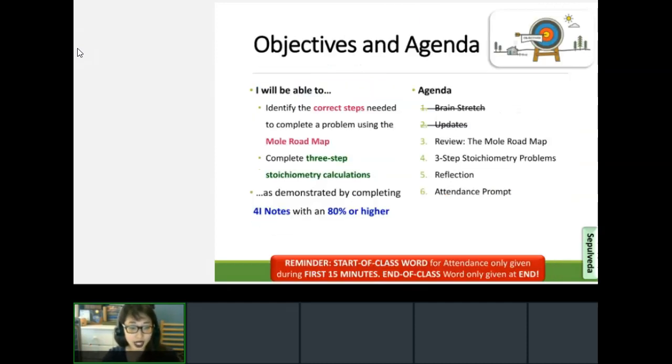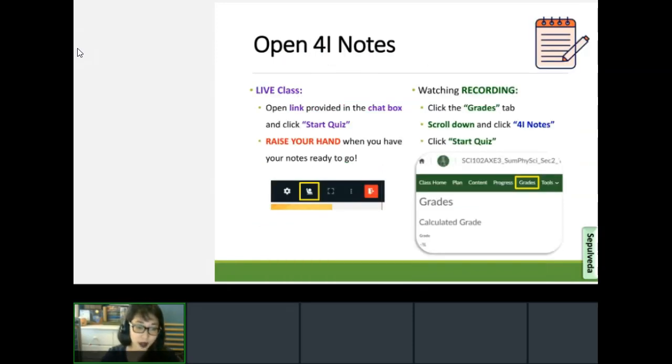So taking a look here, today we are working on 3-step stoichiometry problems. So I need you to go ahead and open up your 4I notes. We are going to do 2 problems together and then 1 problem on your own. It is your last project, Andre, so that should make you happy. Last project, and then all we have left is our final unit and our final exam. Go ahead and raise your hand once you have your notes open. You have 20 seconds. Go, go, go.